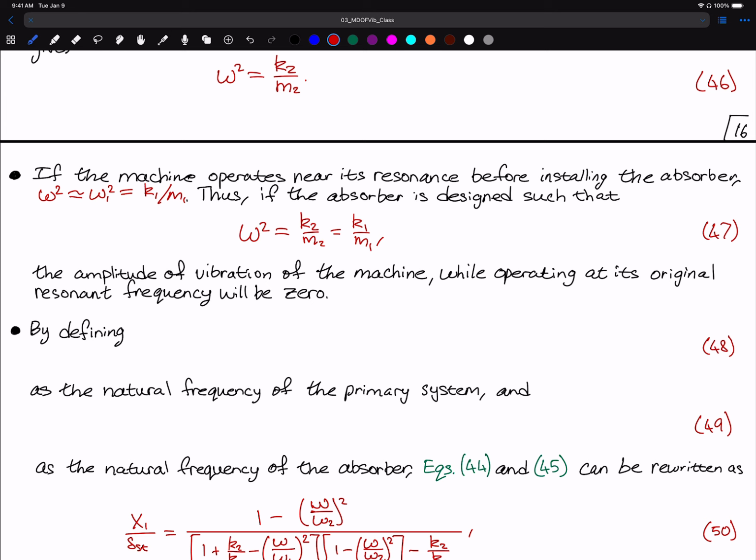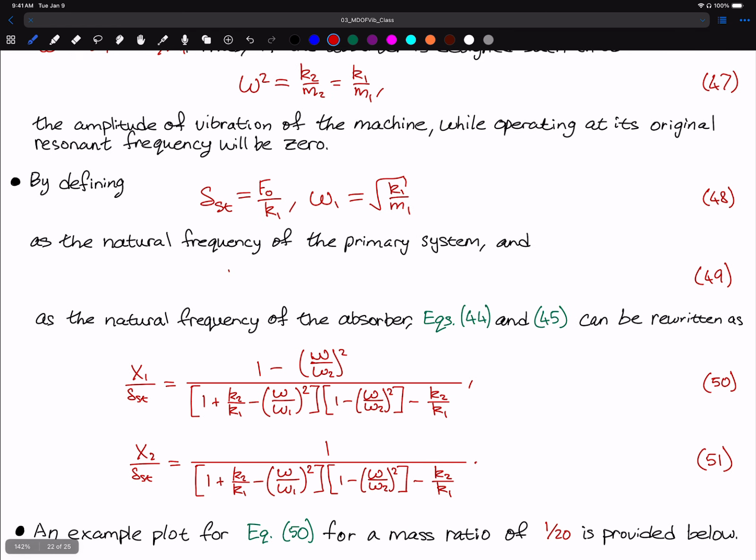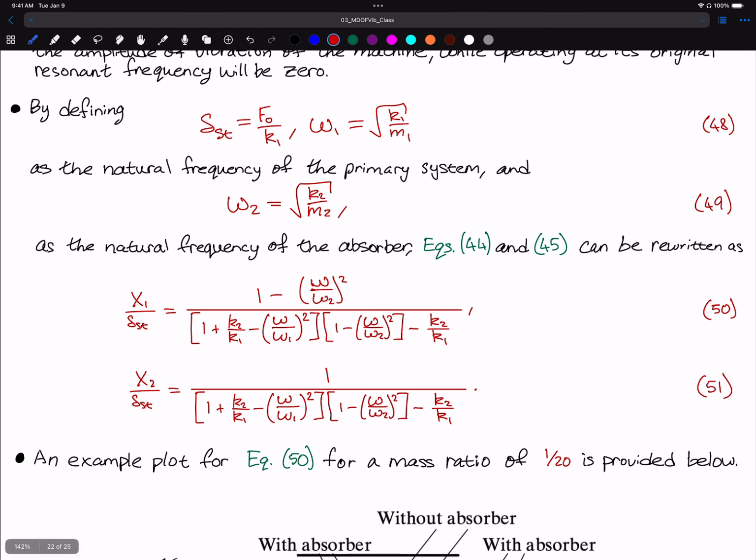All right, we're now going to define some quantities that will allow us to make some nice looking plots. First, we're going to say that delta st is equal to F0 over K1. And we're going to say that omega 1 is equal to the square root of K1 over M1. That's our natural frequency of the primary system. And then we're going to say omega 2 is equal to the square root of K2 over M2. We're going to say that's the natural frequency of the absorber. And by doing this, we can then rewrite equations 44 and 45 as the following here.